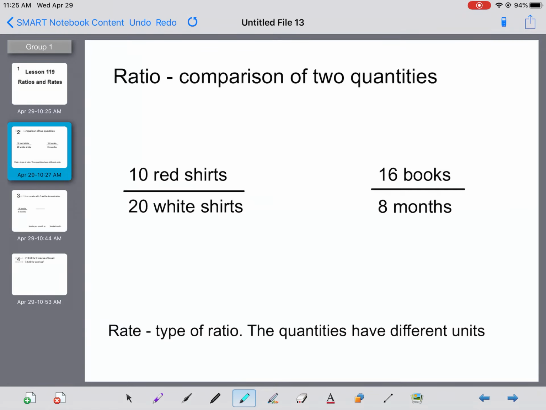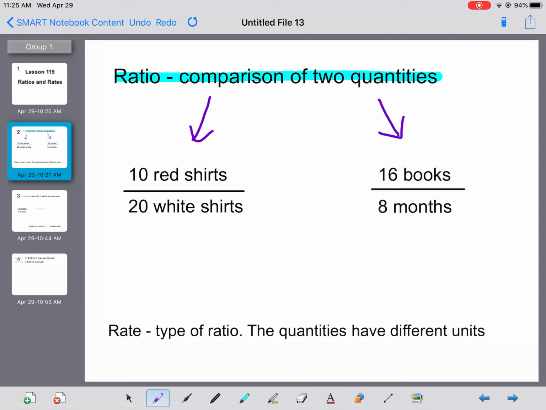Lesson 119, Ratios and Rates. So yesterday we looked at what a ratio is, and a ratio is just a comparison of two quantities or two amounts. And I have here for you two examples of ratios.